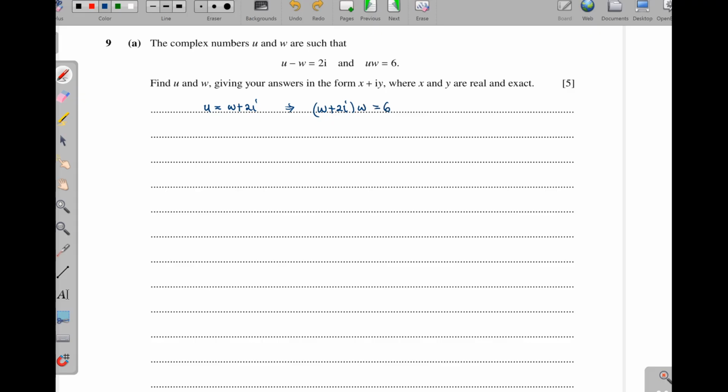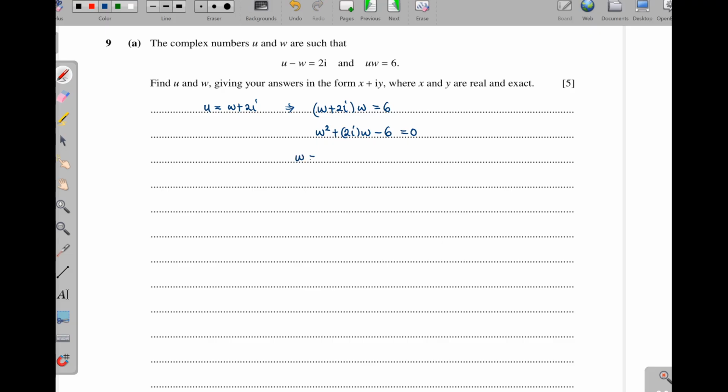When I open the brackets, we shall have w squared, then plus 2wi. Then I can bring this one this side. It's a minus 6, then is equal to 0. So this is a quadratic equation. So I'm going to solve it using the quadratic formula. I can even write this one better like this, w squared plus 2i times w minus 6 is equal to 0, such that we can easily see that it is a quadratic in w.